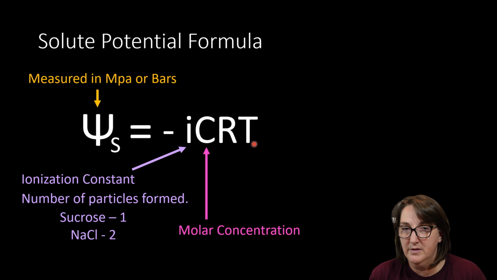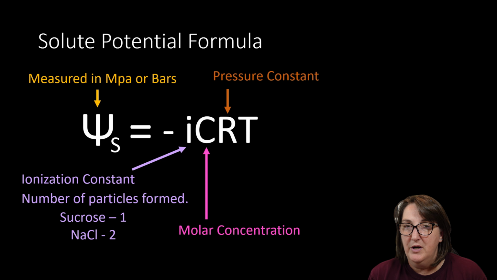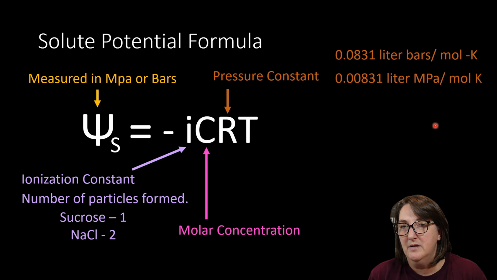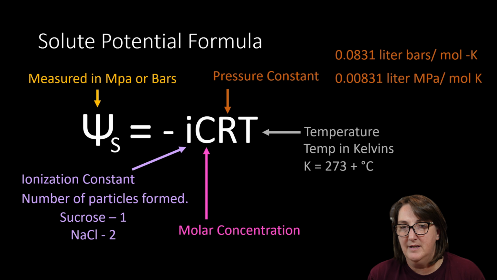This is my molar concentration. This is how many moles of a solute is in a solution. That is my pressure constant. There's two types. The one that most AP Bio tests use is this one, but you might have to use this one if they give it to you. But for the most part, it's this one that you're going to use on your test. Next, you have the temperature. The temperature is going to be in kelvins. So you have to go from 273 plus your degrees Celsius. And if you do that, that gives it to you in kelvins.